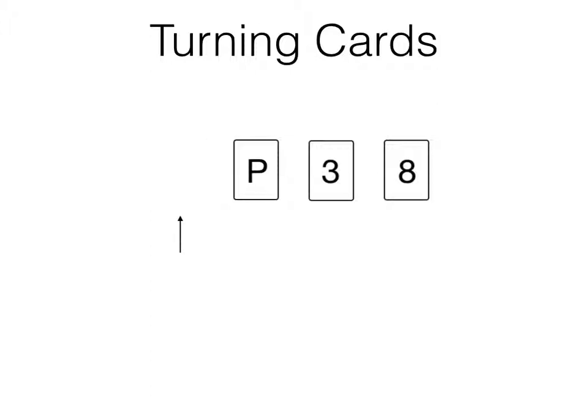Next, the letter P. Now, P is a consonant, not a vowel. The rule says nothing about what should be on the other side of a card marked with a consonant, so this card is not relevant to the rule. Just ignore it and move on.